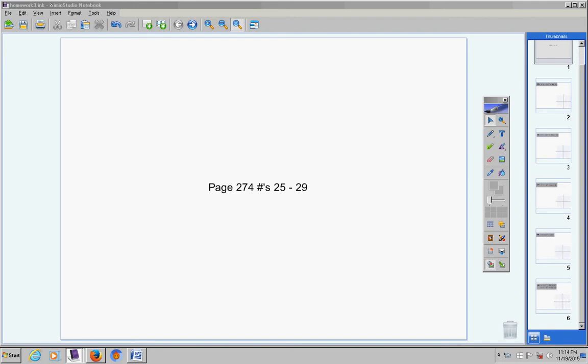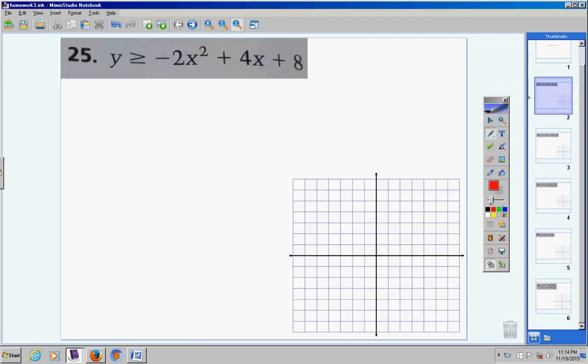74. Let's go ahead and jump right into this. Here we go. Okay, let's graph this quadratic inequality. The first thing we're going to do is find the x value of the vertex, negative b over 2a.